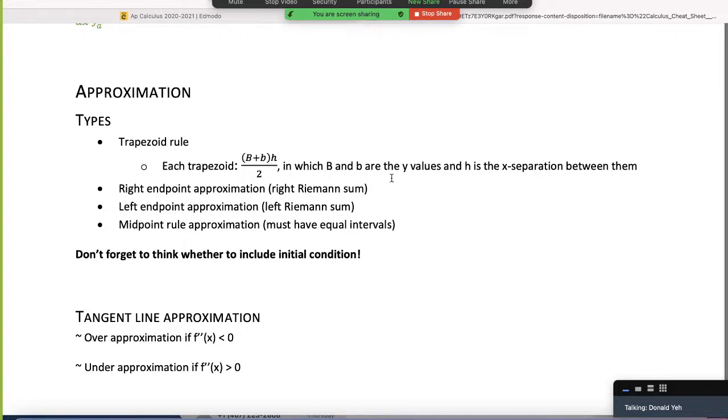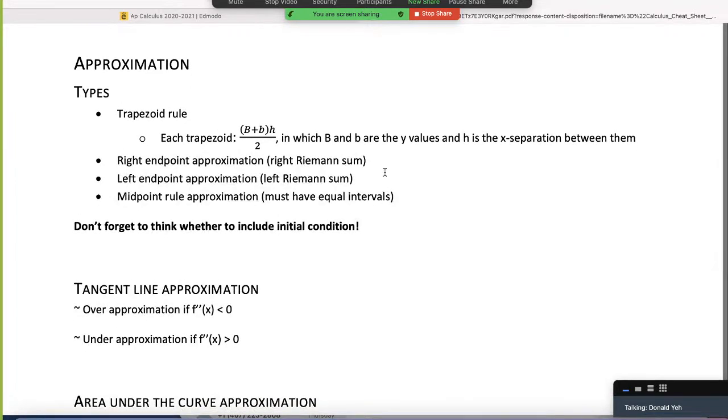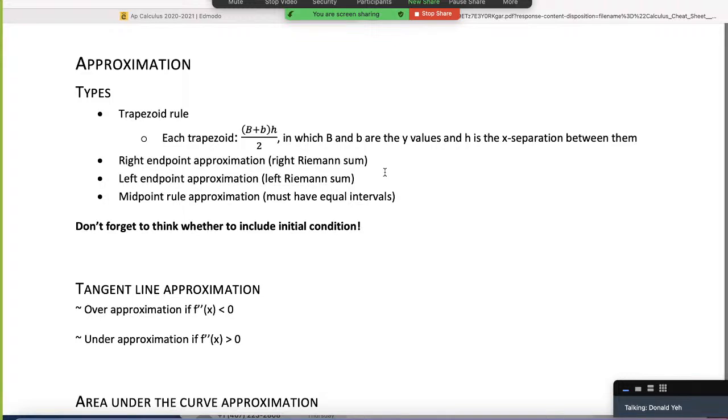Okay, so yesterday we kind of talked about this: the endpoint approximation, when it's an over approximation and when it's an under approximation. Start with tangent line approximation. If the double derivative is less than 0, it's concave down, so your tangent line is going to be above. If it's concave up, the tangent lines are below, so it will be an under approximation. For right endpoints and left endpoints, it really depends on increasing or decreasing.